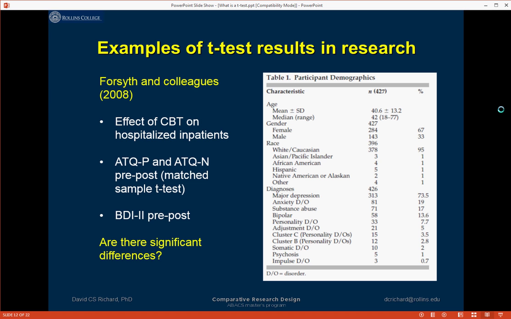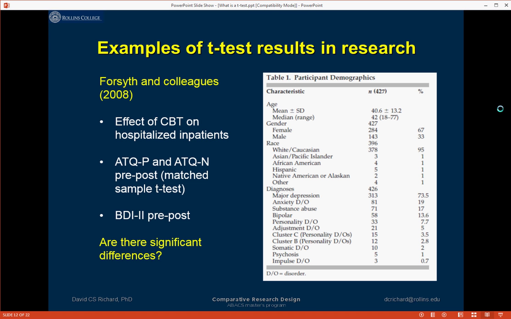So obviously, since we're looking at the same patients during the pre-test and then the post-test, this has to be a matched sample or dependent t-test, right? Because we're looking at the same folks and measuring them twice and then looking for differences in the mean scores from the pre to the post testing. Also, the Beck Depression Inventory was given to these folks pre and post, and then the question becomes, are there significant differences between the means prior to treatment and the means after treatment?